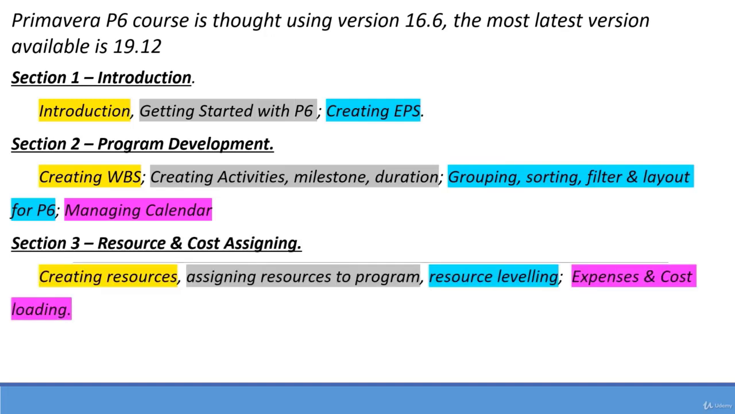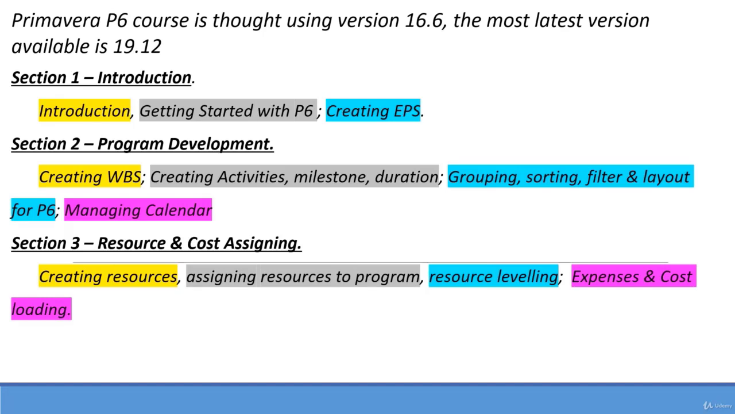In section 3, once we have developed the program in section 2, the next step is to assign resources by creating a resource pool in a resource sheet of the Primavera program. Once resources are created, there are 3 types of resources: material, labor, and non-labor resources. And we'll discuss how to create these resources with all the units, then assign these resources into the program which is created in section 2.